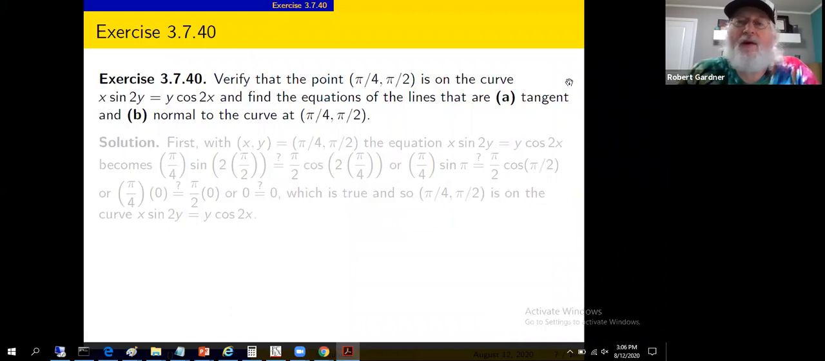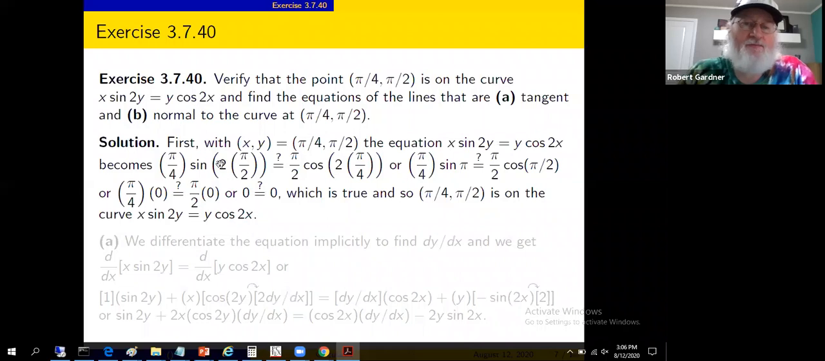Okay. Some of these are computationally a little tedious. It says, verify that the point pi over 4, pi over 2 is on the curve x sine 2y equals y cosine 2x, and find the equations of the lines that are, part A, tangent to, and part B, normal to, the curve at this point. Okay, first, verify these x and y values satisfy that equation.